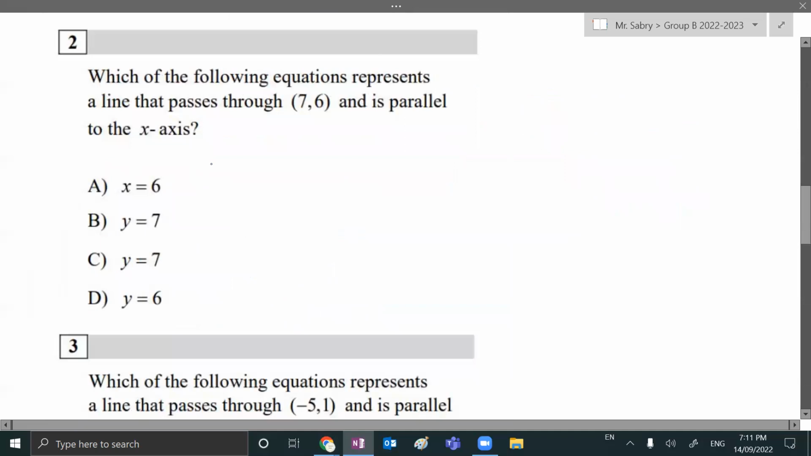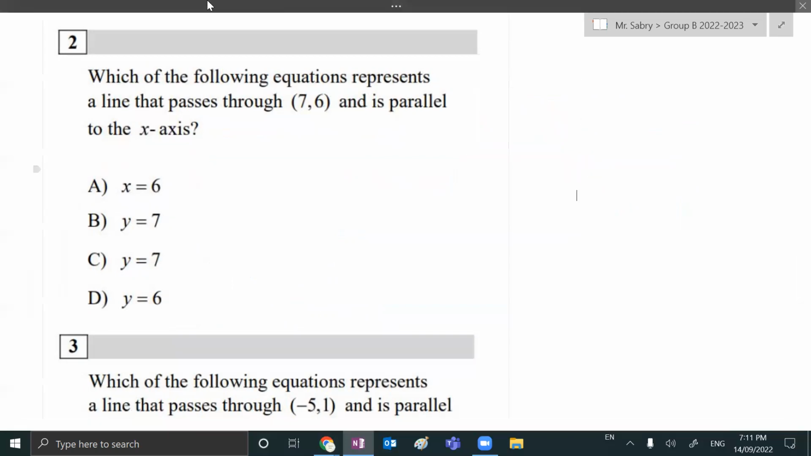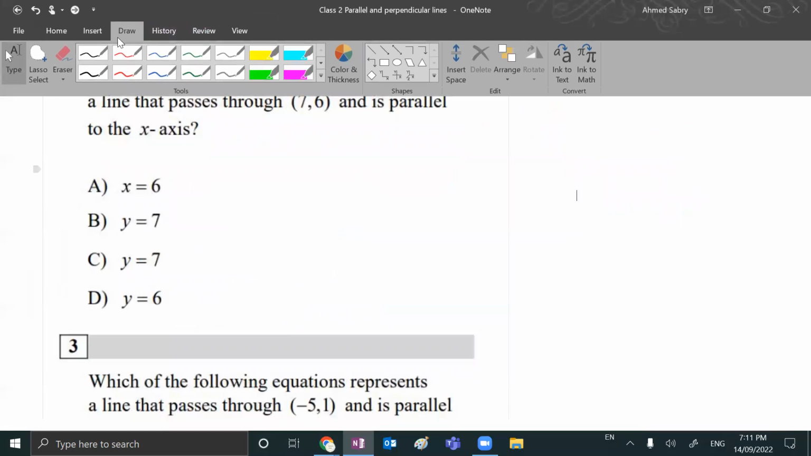Moving on to number 2. Before I start explaining number 2, I want to explain something general regarding the horizontal and vertical lines.